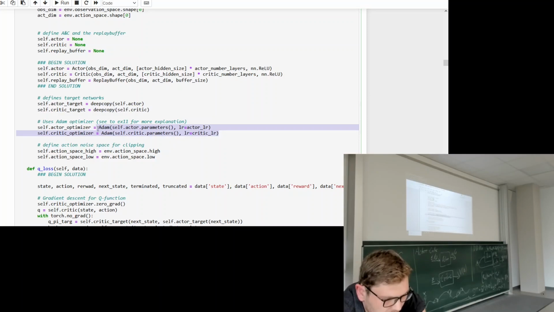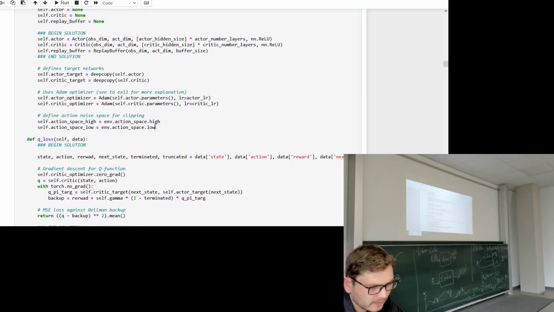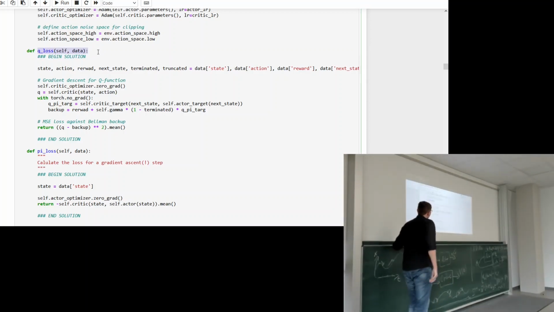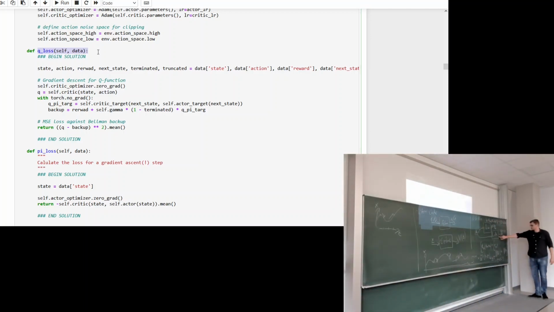We set the optimizer, which is the Adam optimizer in this example. So gradient descent with some extra steps. We find the action space, also nothing too complex, I think. Now we need to compute the Q-loss function. So the function that we need in order to update the critic, which is basically this function, but on a batch. So we use many samples and have many of these, so to say.